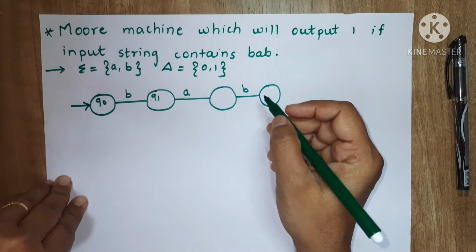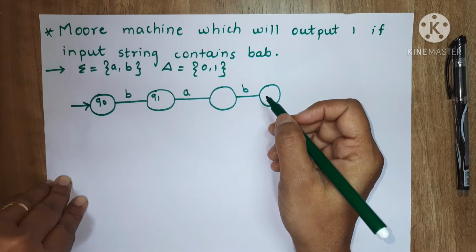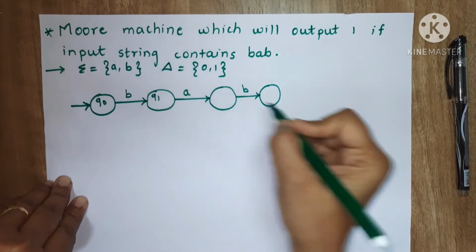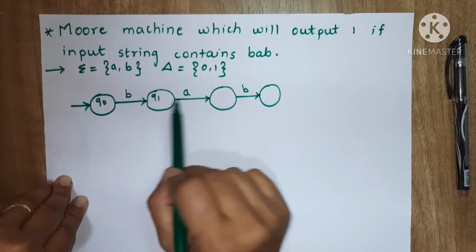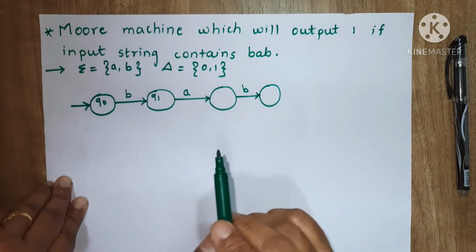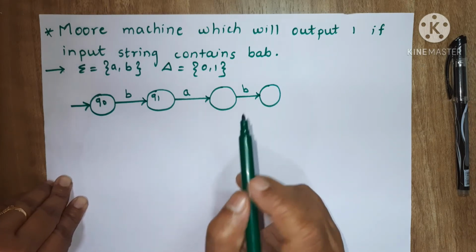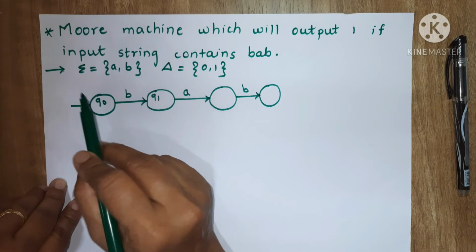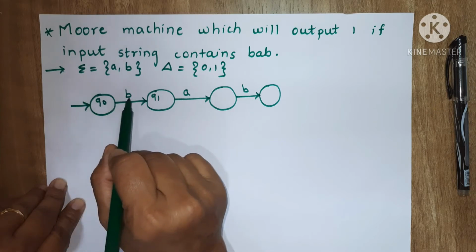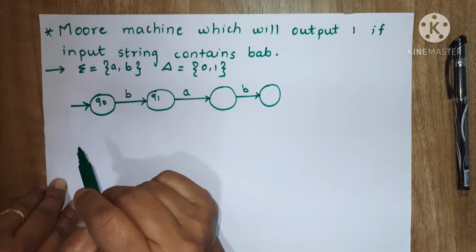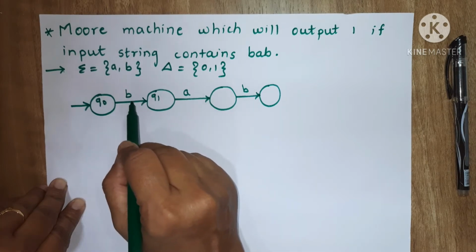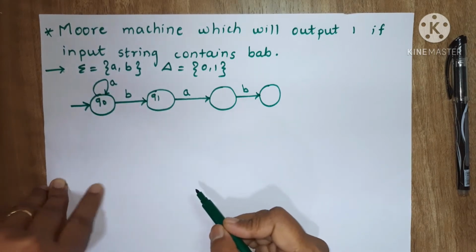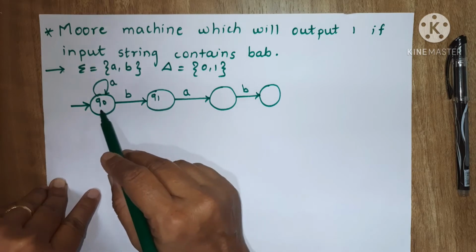In case of finite automata with output, we are not having any final state, so that's why we are not showing a double circle here. Wherever BAB is found, that should be accepted. Now we have to show all the other transitions. For Q0 we have shown the transition for B, so we have to show the transition for A. Before this B, if I am getting any number of A's, then that string will also be accepted, and that's why we will show a self loop for A. Now the transitions for Q0 are complete.